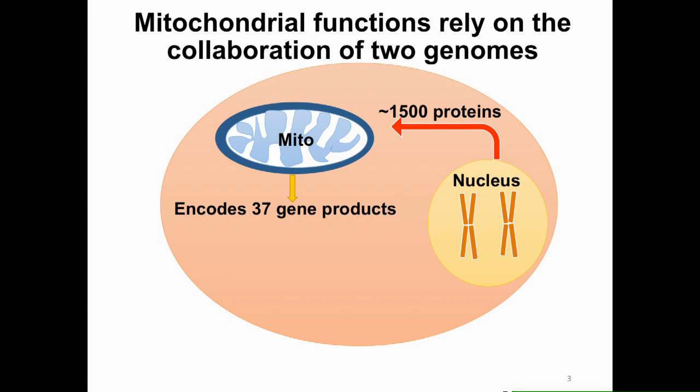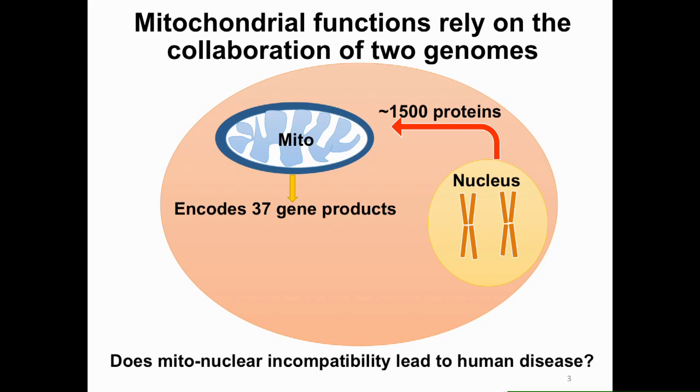So as the power plant inside cells, mitochondria has its own genome. However, this small genome only encodes 37 gene products. In great contrast, mitochondria actually harbors more than 1,500 proteins. This means that the majority of the proteins have to come from nuclear gene products. At the same time, this puts a great emphasis on the compatibility between these two genomes.